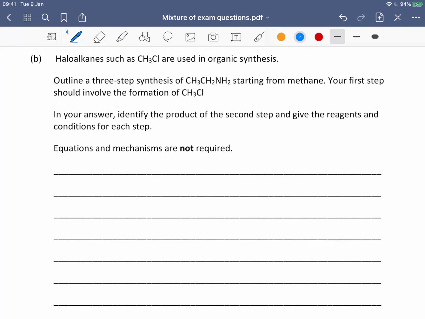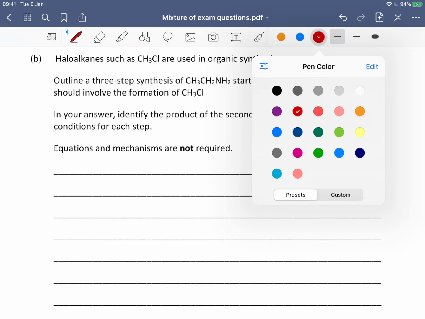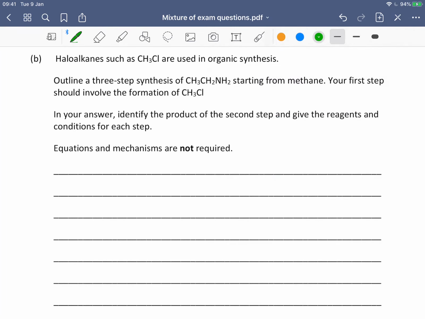What else are they saying? So in your answer, identify the product of the second step. So that's the one thing that we don't currently have. That's the one formula we don't currently have, and give the reagents and conditions for each step. So I think we would benefit here from just writing out what exactly they've given us in terms of the formulae and the steps. So they tell us that we start with methane. And it's important, I think, here to think of the homologous series. So it's an alkane.